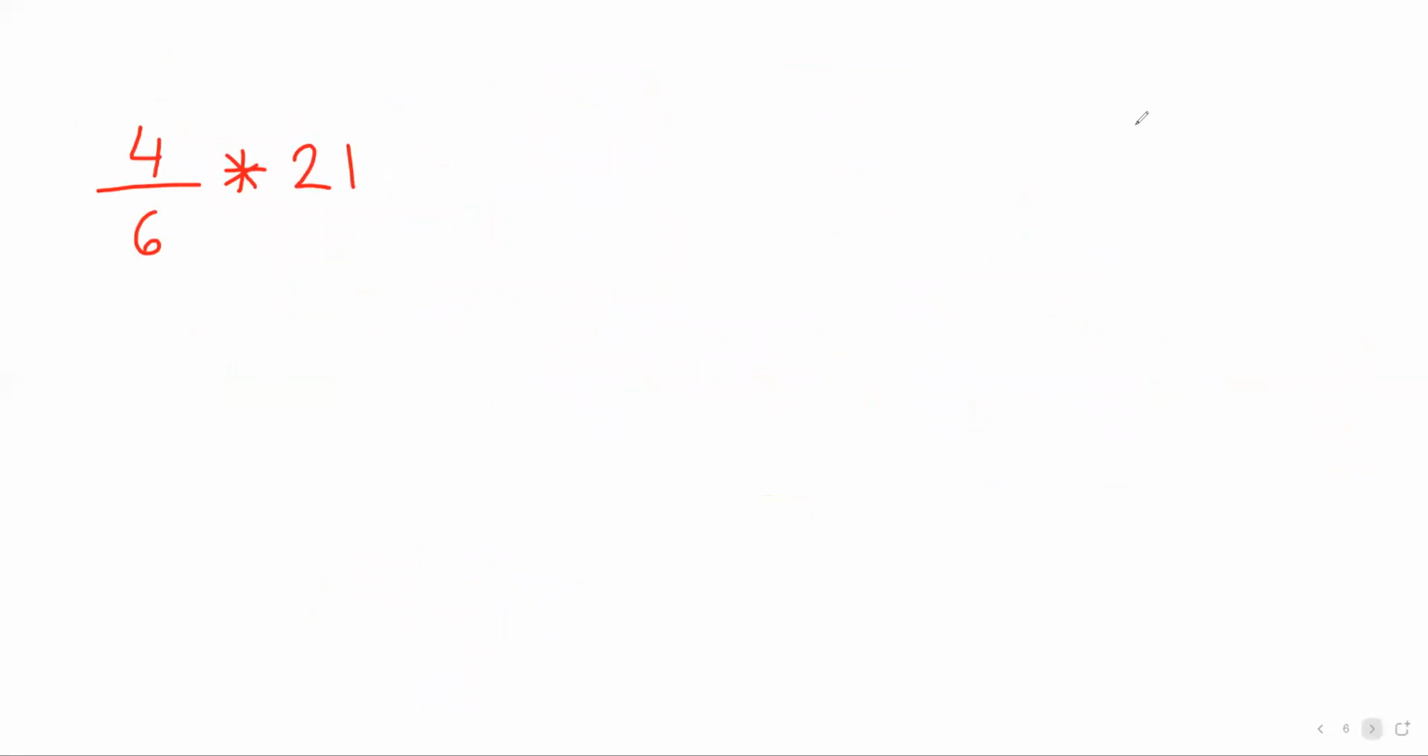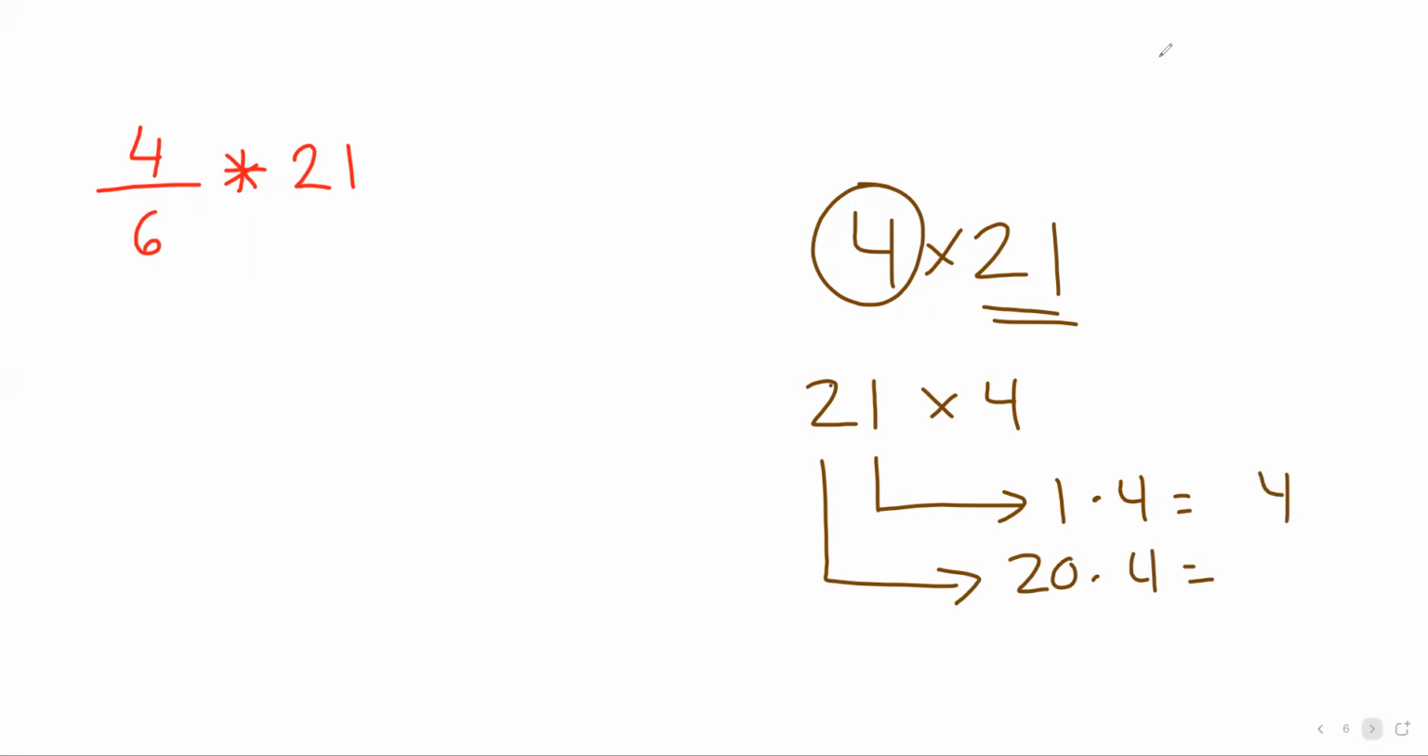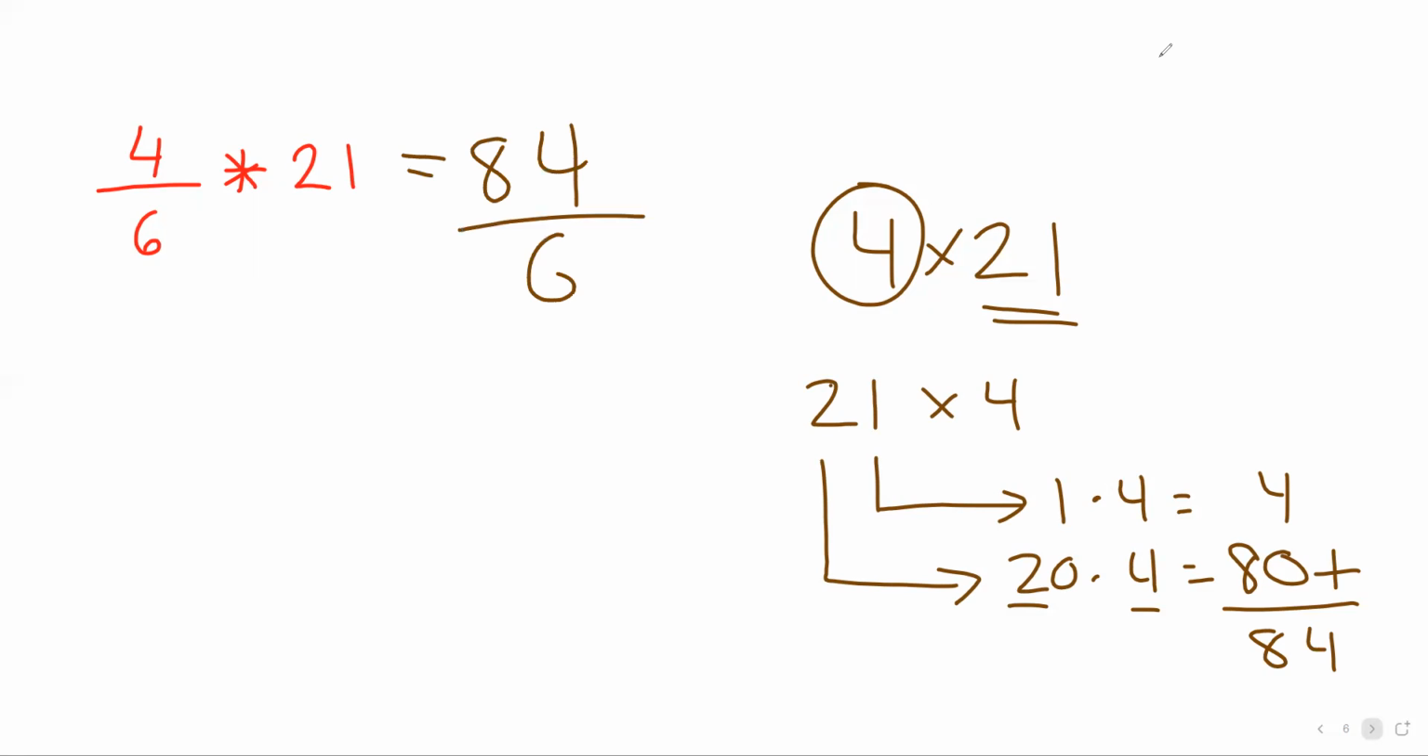So this one, although it looks kind of big, it's just a little math. To solve this, I can just take 4 times 21, right? Because there's 21 wholes, and each one of those wholes has 4 pieces. So I just do a multiplication problem of that. I'm going to go with partial quotient. So 1 times 4, and then 20 times 4. 1 times 4 is 4, 2 times 4 is 8, and a 0. So this equals 84/6.